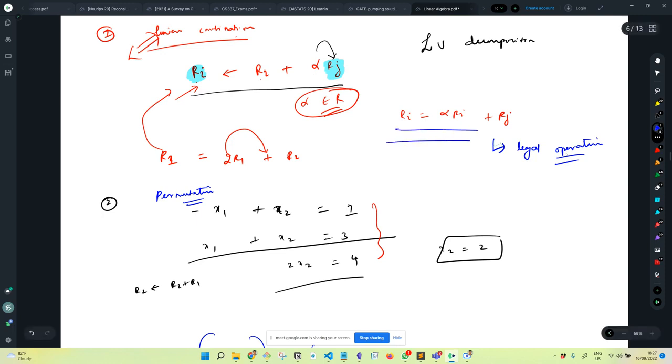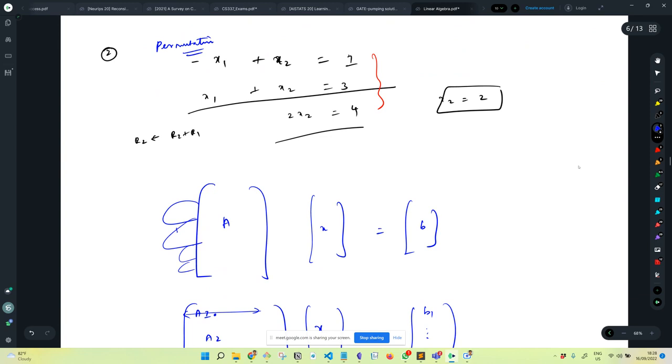Why? Because in future we will see something called LU decomposition. And in LU decomposition, if you restrict yourself to operations of the format Ri plus alpha times Rj, it turns out that obtaining the solution to LU decomposition is simpler, right? In view of the future class, I only consider operations of the type Ri equals Ri plus alpha times Rj, right? Now, the second operation we are seeing is permutation.